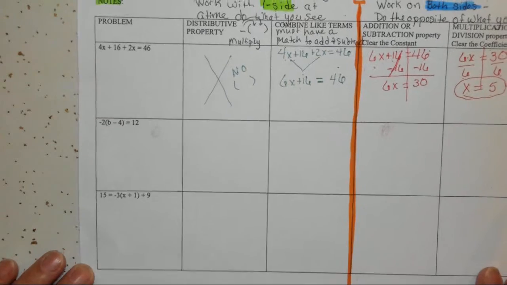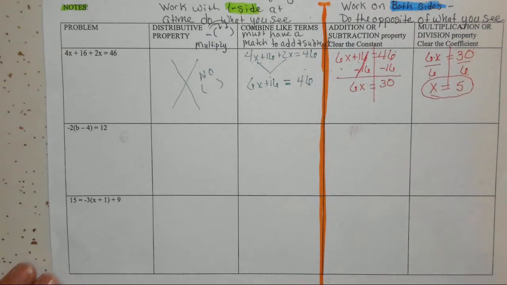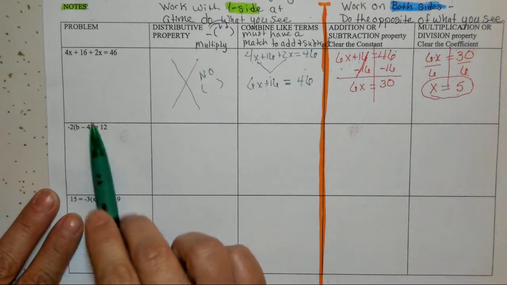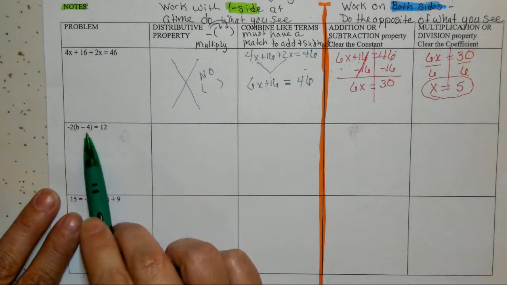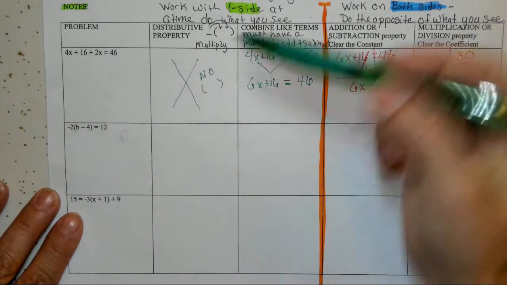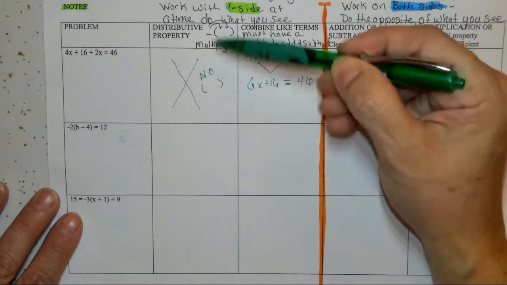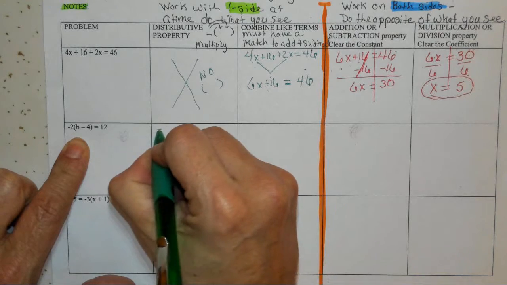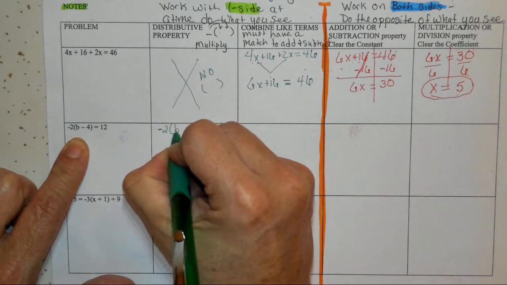So now we look at another example. And we follow the same checklist. All right? So in this particular problem, I notice it's different than this one because it has parentheses. So when I ask, do I need to use the distributive property, the answer is yes. So that's where I'm going to start this problem.